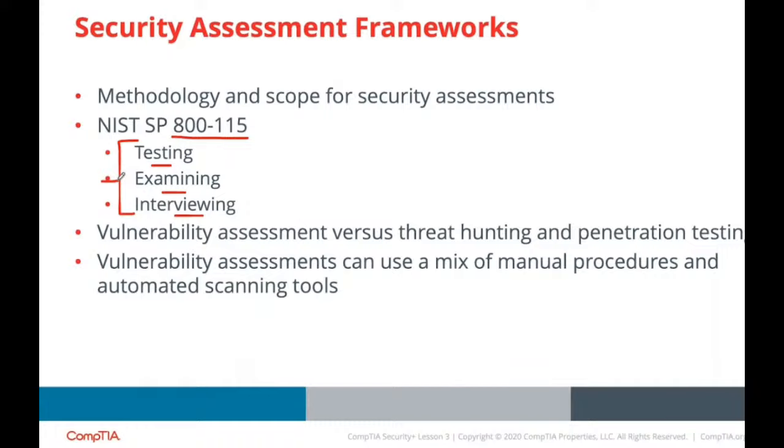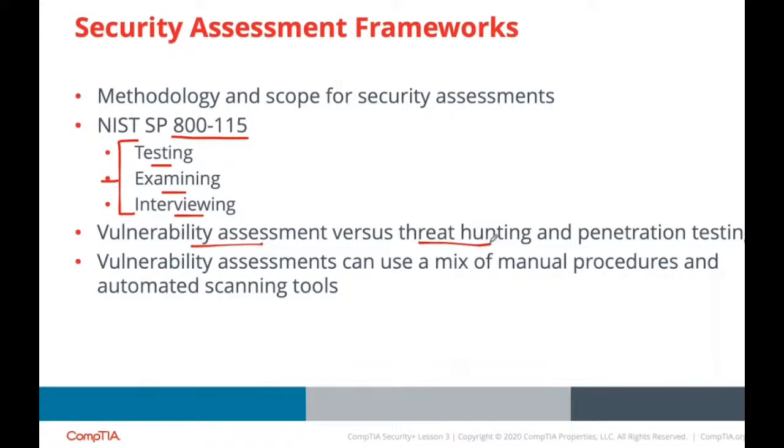Then the main types of security assessment are usually vulnerability assessment, threat hunting, and penetration testing. These three things are there. Now, what is a vulnerability assessment? That's basically the evaluation of a system's security and its ability to meet compliance requirements based on the configuration state of the system. In a vulnerability assessment, we find the vulnerabilities, assess them, and determine how severe each vulnerability is.